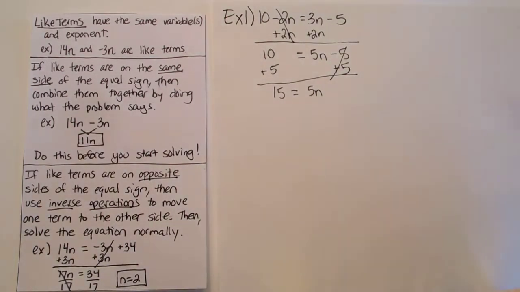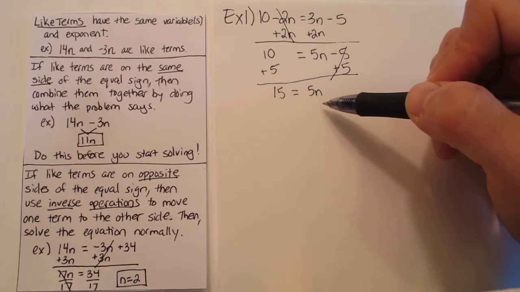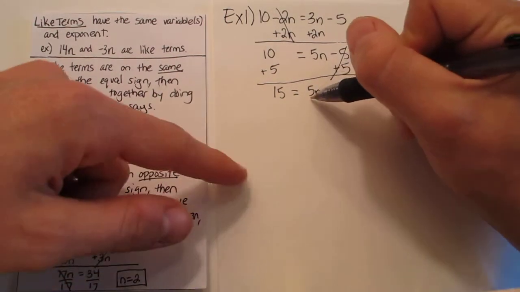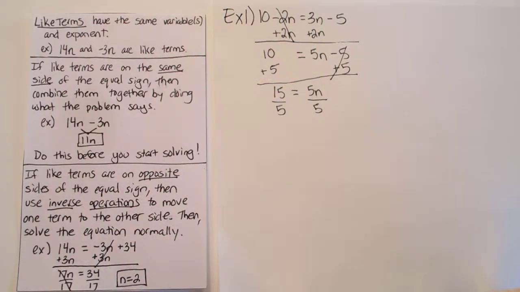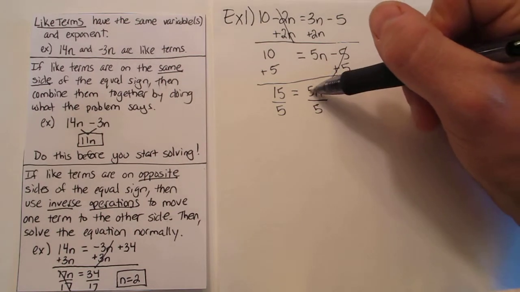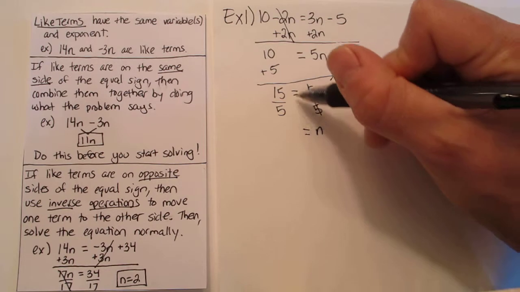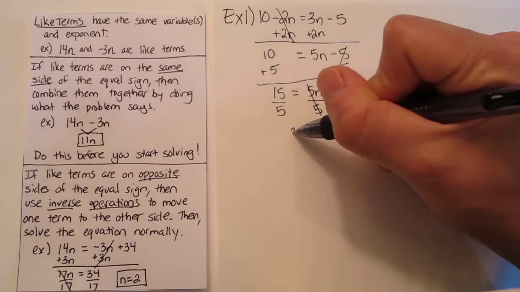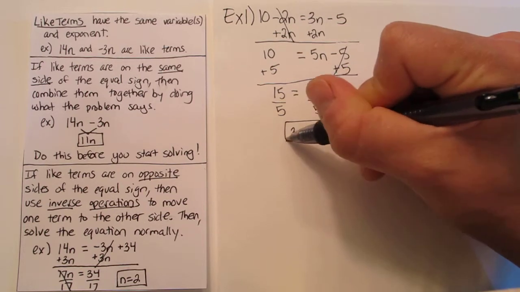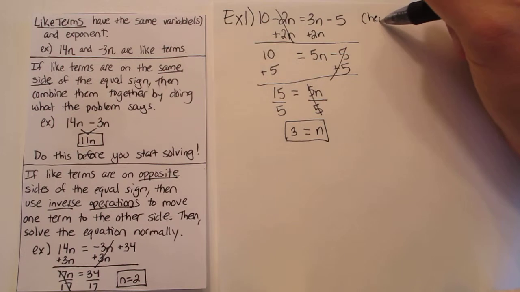Gone. N is not quite by itself yet. It's being multiplied by 5. And the way I get rid of a times 5 is dividing by 5. I've got to do it on both sides of the equal sign to keep things balanced. And then we know that 5 divided by 5 is 1, so I'm left with 1n. Bring down my equal sign. 15 divided by 5 is 3. So n equals 3. I'm going to check my work.